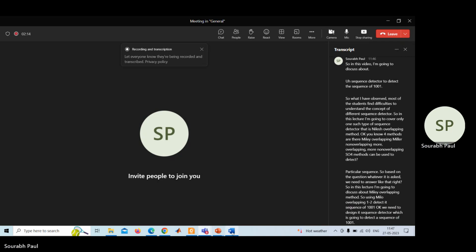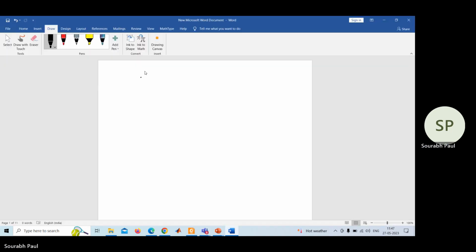Okay, so I'll be using the Mealy overlapping method, and this will be used to detect the sequence of 1001. This is the question given to us.